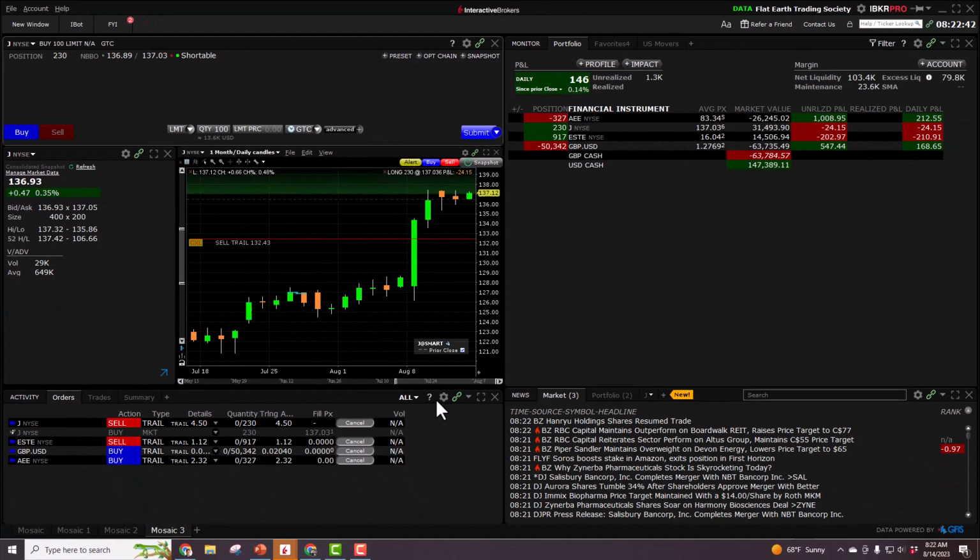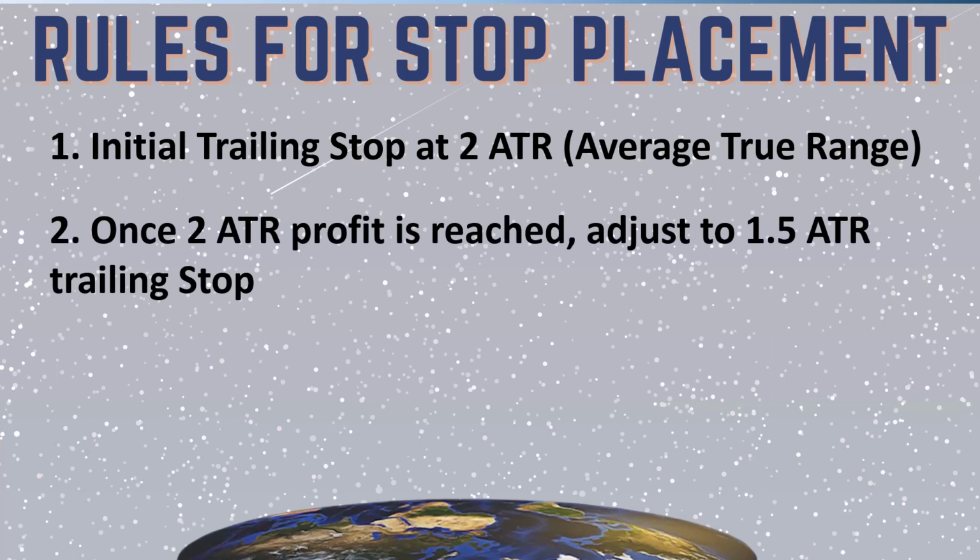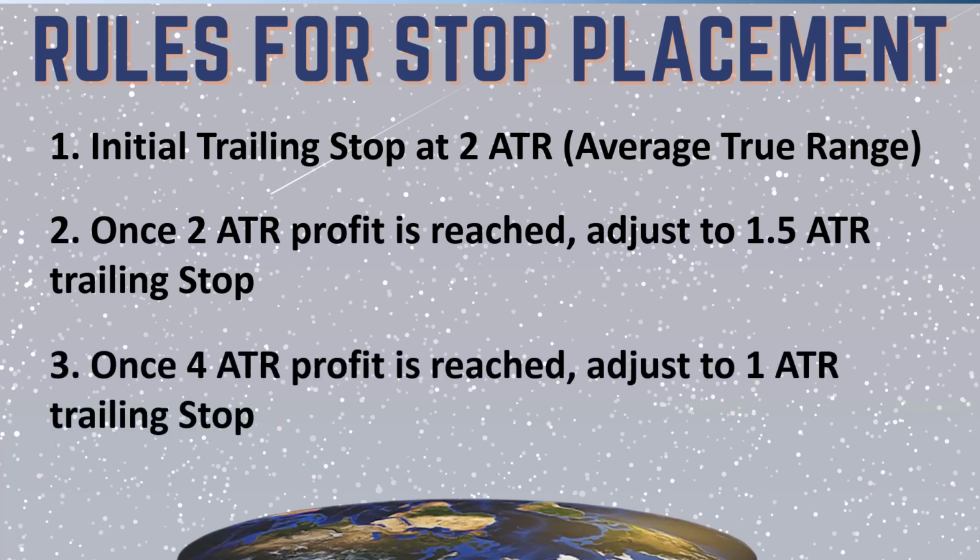Let's go finish this up. Let's go through the rules here. When we enter a trade, we do an initial trailing stop at 2 ATR. After we get a 2 ATR profit, we're going to adjust to 1.5 ATR. And then once we get to a 4 ATR profit, we're going to adjust to 1 ATR. So as this thing goes our way, if it goes our way, we have no idea. We're just simply going to tighten this up a little bit.